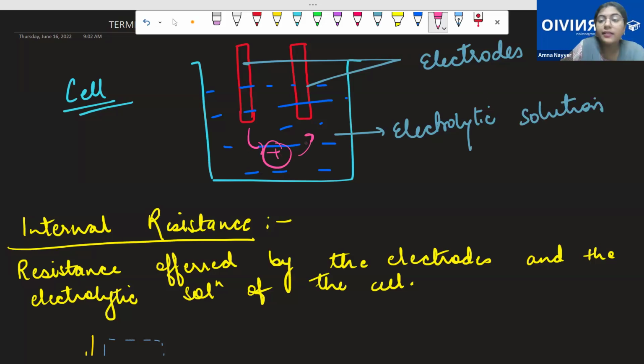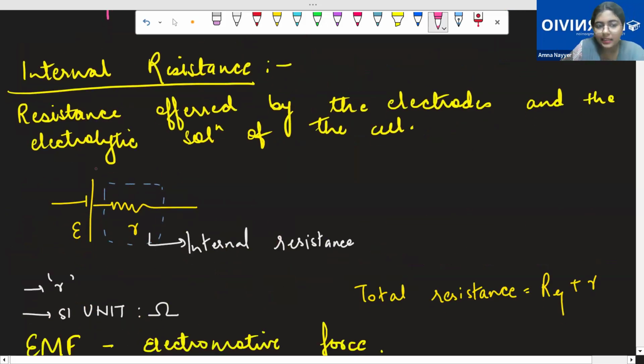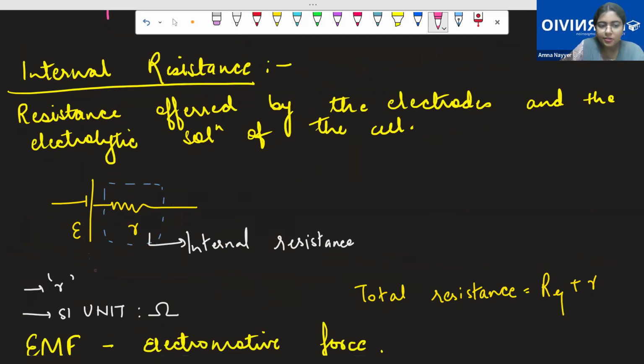So they will be providing resistance. And the resistance provided to this battery, to the cell, that is known as the internal resistance. It is always marked beside the battery like this. This is the EMF of the cell. This is the internal resistance, represented by a symbol r. SI unit is ohm. And see, total resistance here will be the external resistor also plus the internal resistance. You will not neglect the external resistor, right?